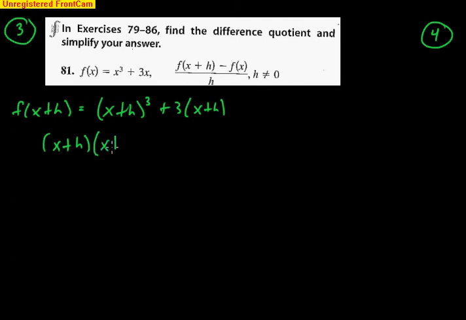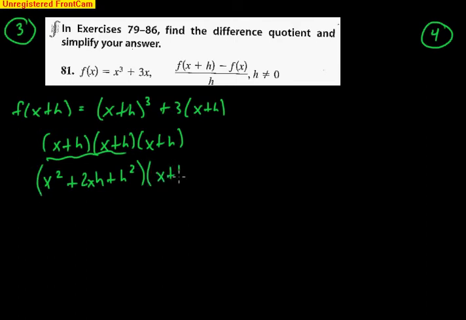(x plus h) times (x plus h) times (x plus h). 3 terms. Now the first two, let's FOIL, x squared. The outer and inner terms are the same, so you get 2 of them, 2xh, and then the last is h squared. Put that in a parenthesis because it still has to be multiplied with x plus h. And now we have to do the big distributive property. x squared times x becomes x cubed. x squared times h becomes x squared h. And that's the x squared done.